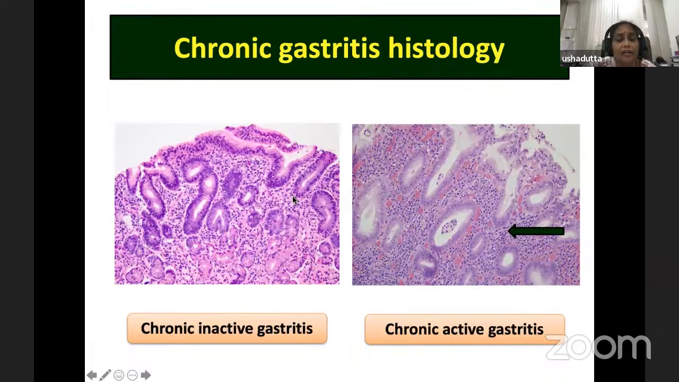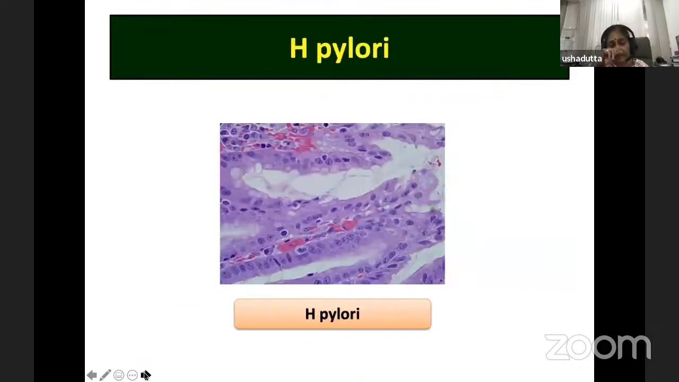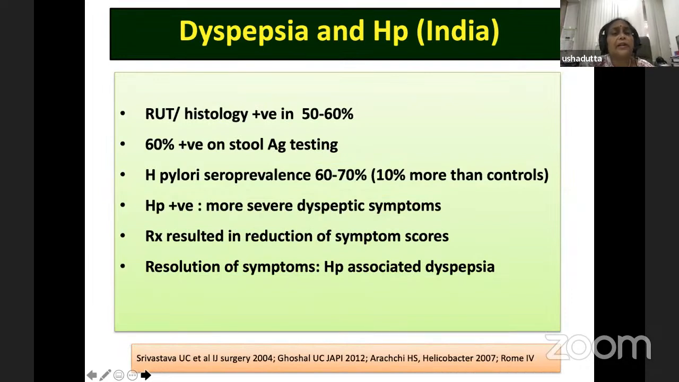On biopsy, we may find a lot of gastritis, lymphocytic, plasmacytic, as well as occasionally neutrophilic, and you may find small crypts which are getting inflamed with a lot of neutrophils, and these are called pit abscesses. If they are present, look carefully for H. pylori. You will find H. pylori sitting in the lumen as little gram-negative rods. So what is the relationship of H. pylori and dyspepsia in India? In India, most studies have shown 50 to 60% of patients with dyspepsia are RUT or histology positive for H. pylori. So H. pylori is a dominant problem.